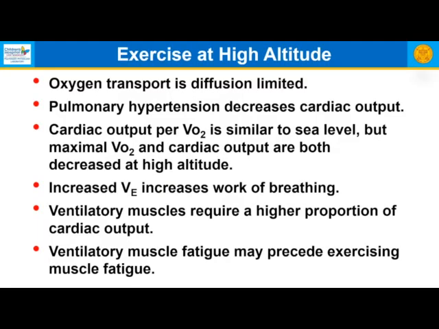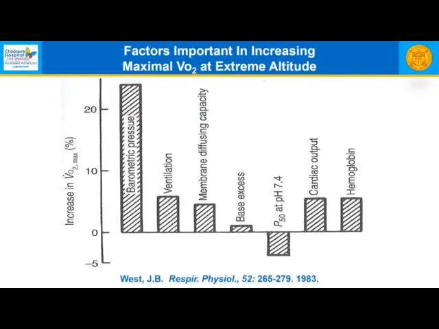So, exercise at altitude. Oxygen transport is diffusion limited. Pulmonary hypertension decreases cardiac output. Cardiac output per unit of oxygen consumption is similar to sea level, but maximal O2 consumption and cardiac output are both decreased at altitude. Increased minute ventilation increases work of breathing. Ventilatory muscles therefore require a higher proportion of cardiac output, and ventilatory muscle fatigue may precede exercising muscle fatigue at high altitude. These are factors important in limiting the maximal VO2 at extreme altitude.